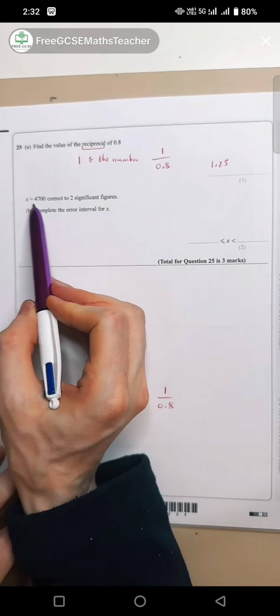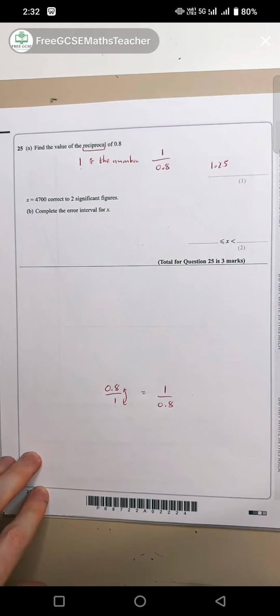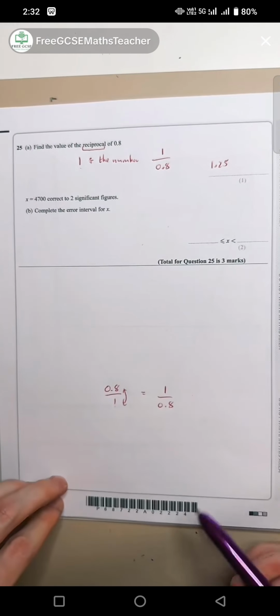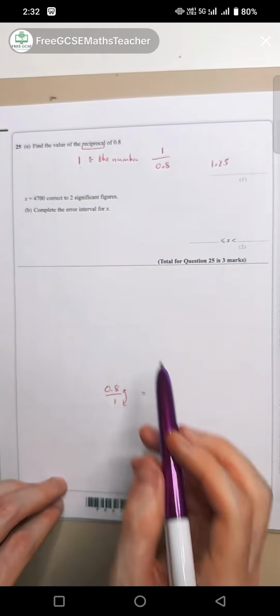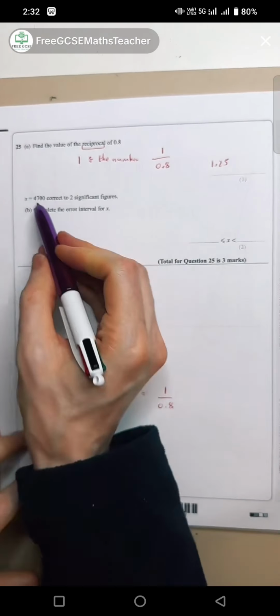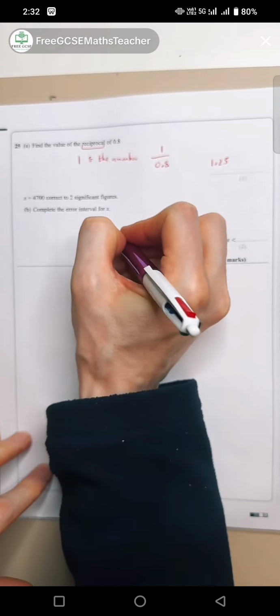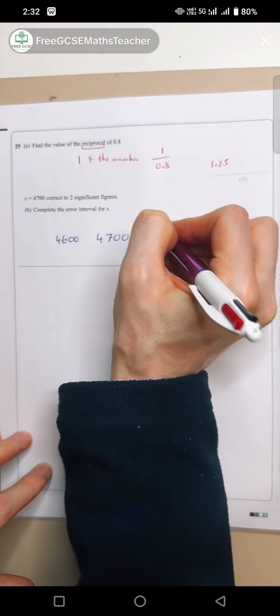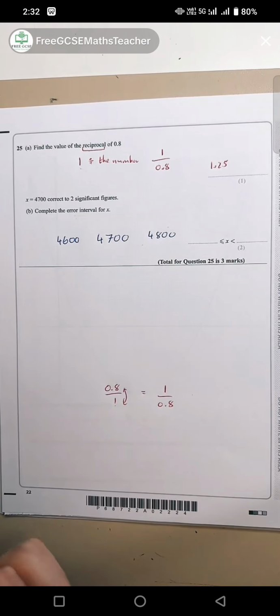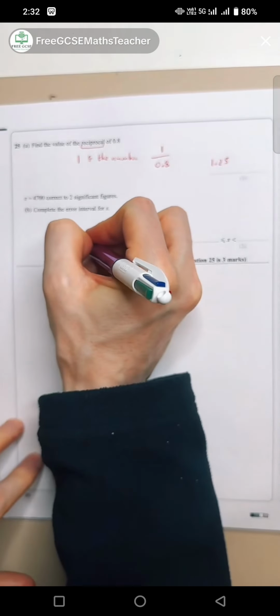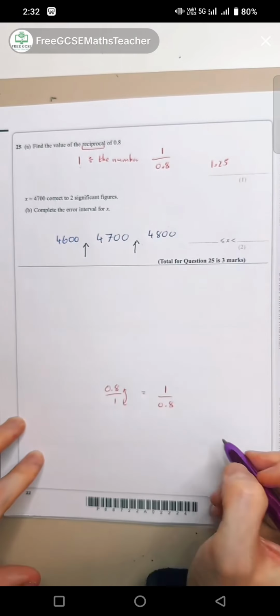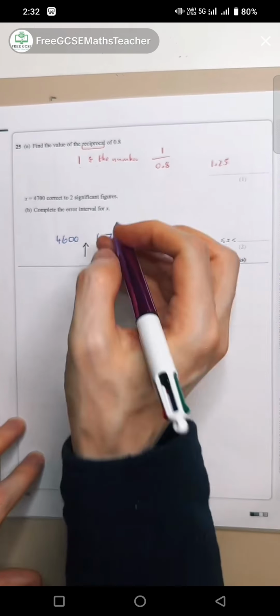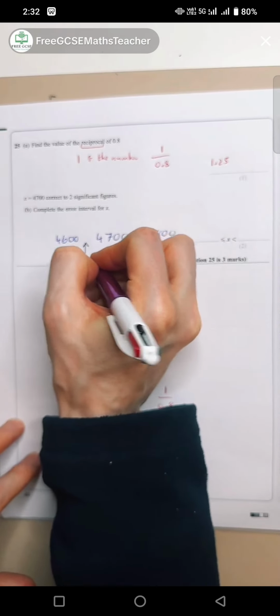The next one, it says x equals 4,700 correct to 2 significant figures. Complete the error interval. To complete the error interval, first of all, the number is 4,700. The two numbers either side to 2 significant figures will be 4,600 and 4,800. Hence, the error interval is going in between for the lower bound and in between for the upper bound. What's in between 4,600 and 4,700 will be 4,650.